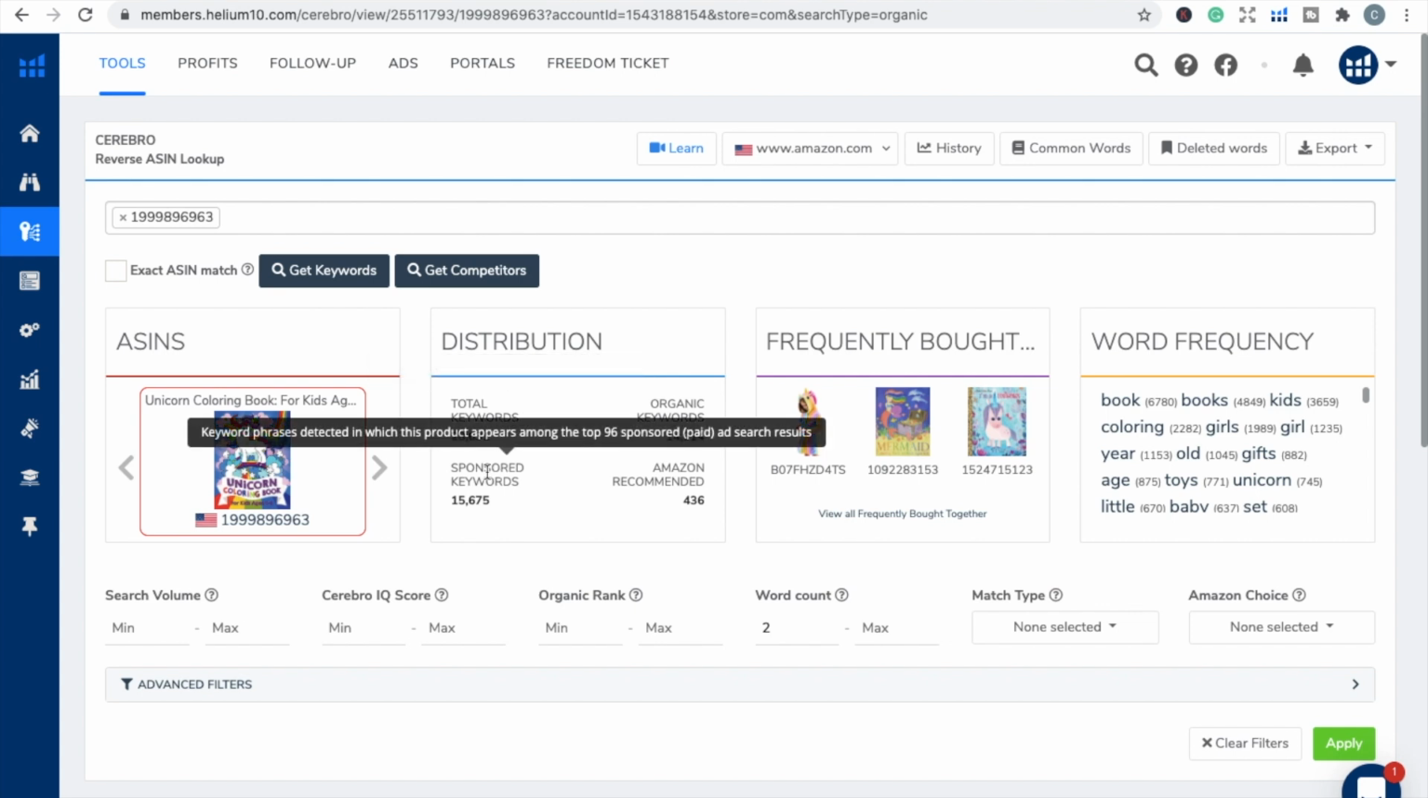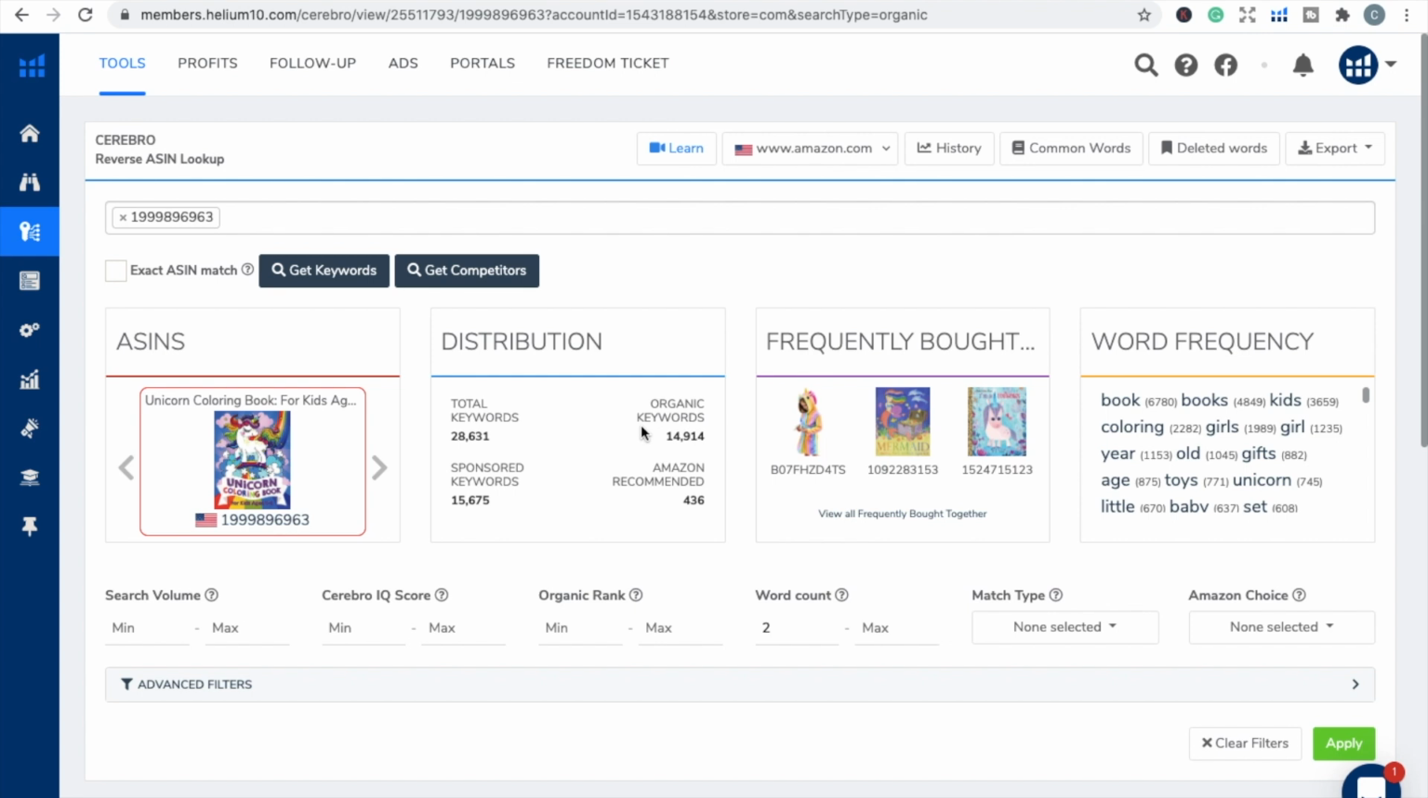You'll see it broken down here into sponsored keywords. So that's keywords that this book is using or has used in ads. Amazon recommended are keywords that Amazon itself recommends using in your listing and in your ads. And organic keywords are obviously keywords that this book is ranking for organically.